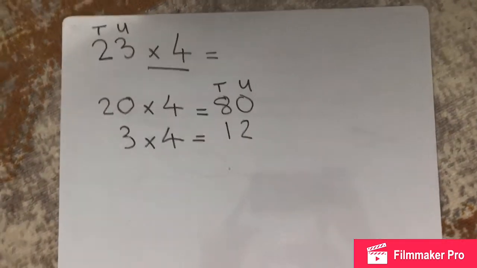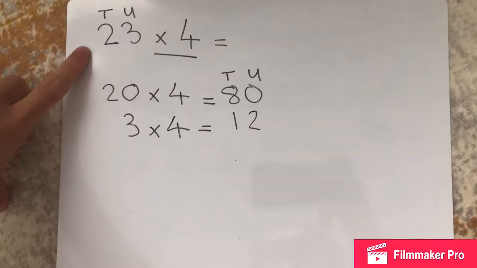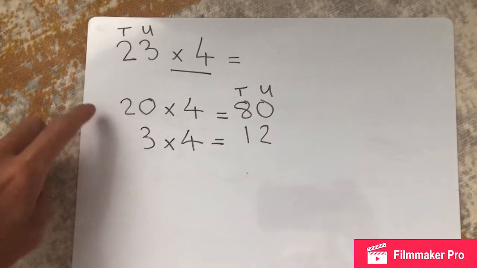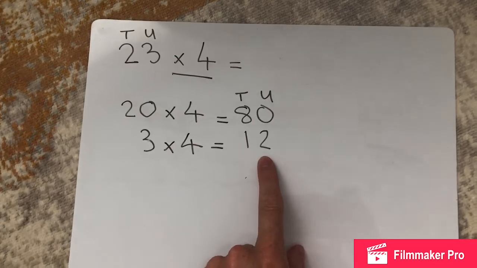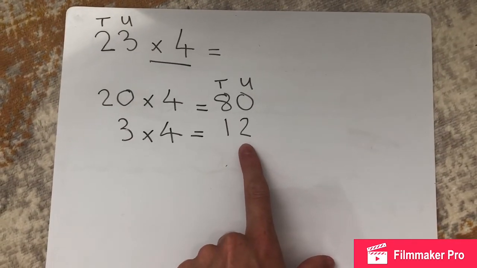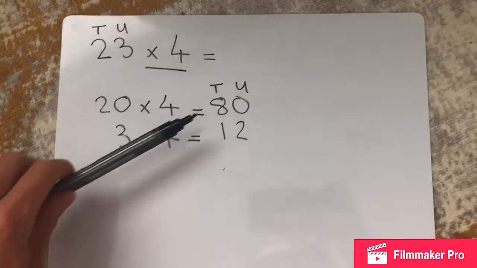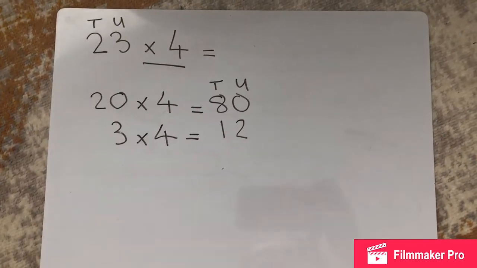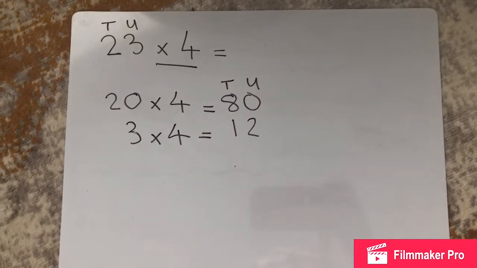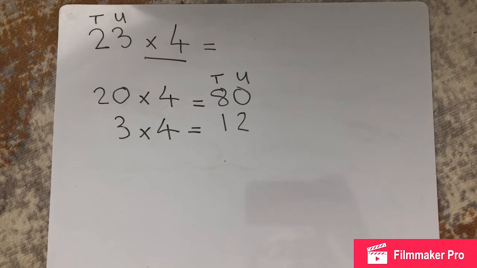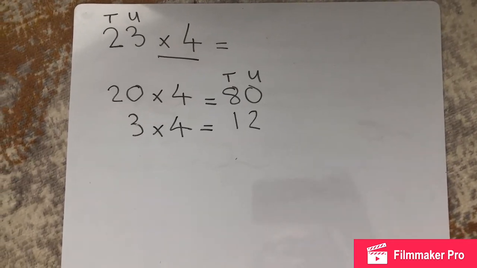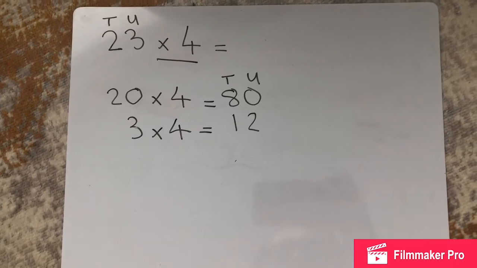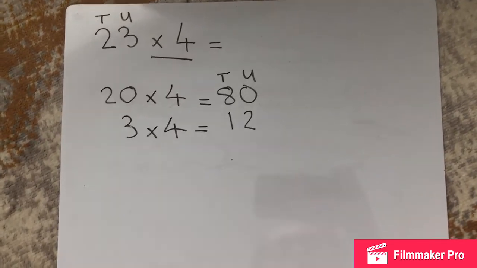So let's recap what we've done so far then. We've got the question, we've partitioned, we've multiplied, and the last step is add. So we're going to add those 2 answers together. Now, hopefully you can remember from your knowledge of the column method for addition, that we always start with the units.